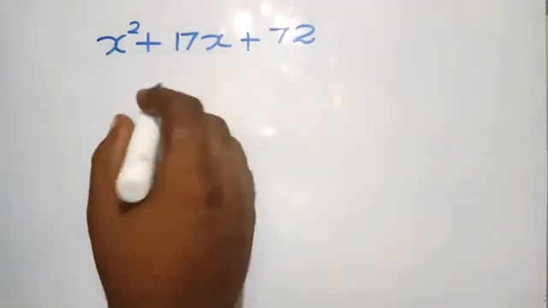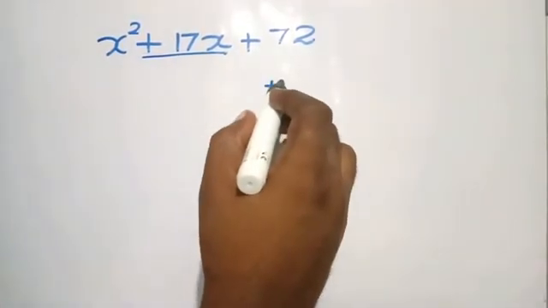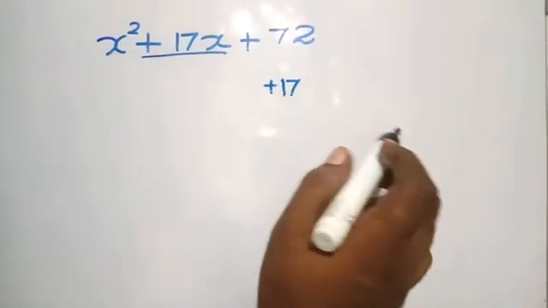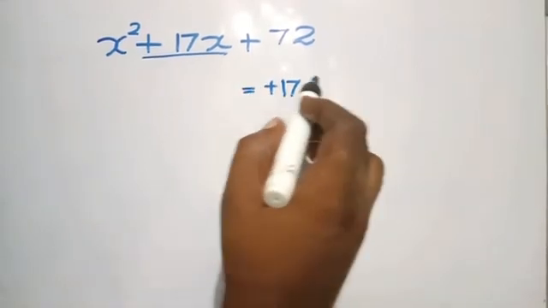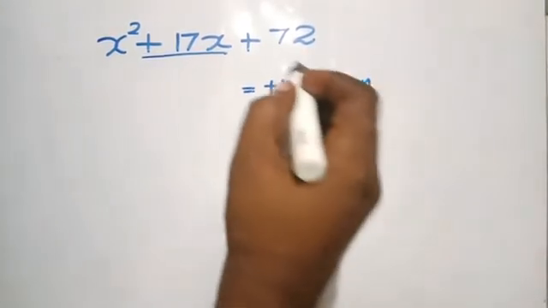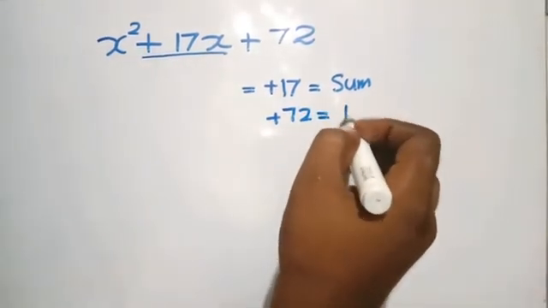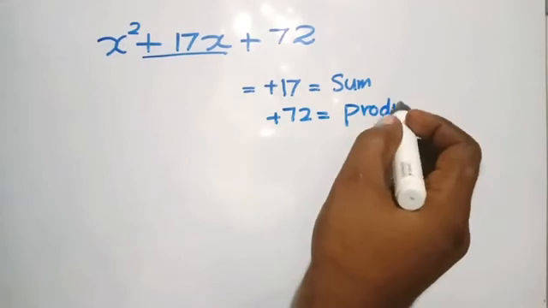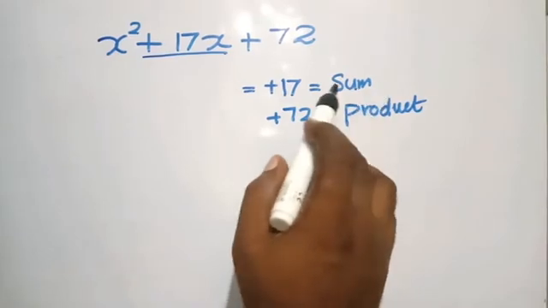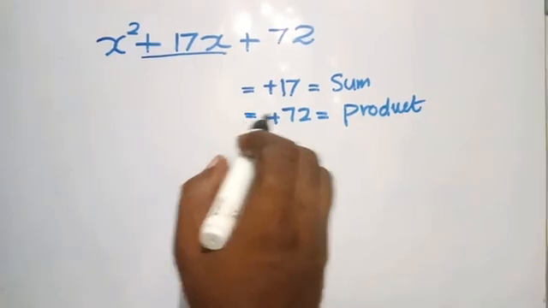So here, as per our method, the middle term is 17x. That means plus 17. The sign of each number is very important here. So plus 17 is formed by the sum of two numbers, and the last term, plus 72, should be formed by the product of two numbers. Which two numbers? The same numbers we used here should be used here also. So what are those two numbers we can use?